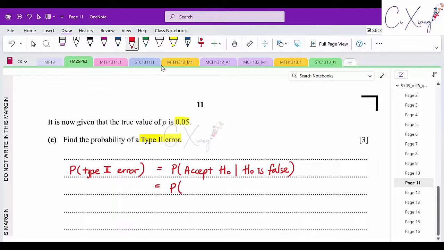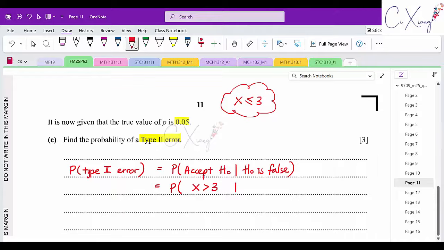Okay, so what should I put in the part of accept null hypothesis? To accept the null hypothesis, you have to put in the acceptance region. Just now in the first part, we know that x smaller than or equal to 3 is the rejection region, right? So what is the acceptance region? It will be the complement of x smaller than or equal to 3, which is x greater than 3.